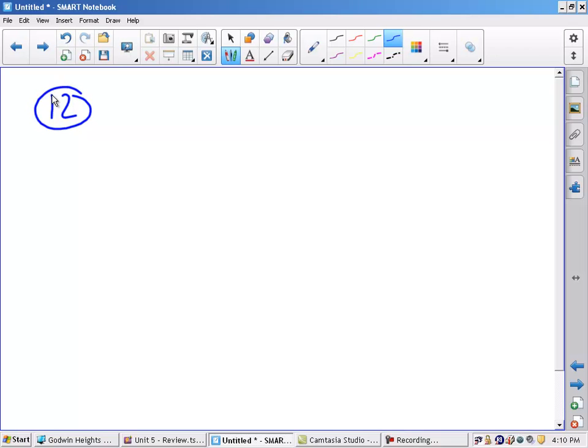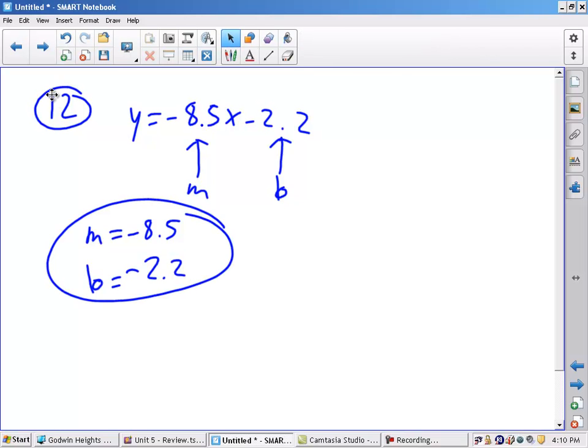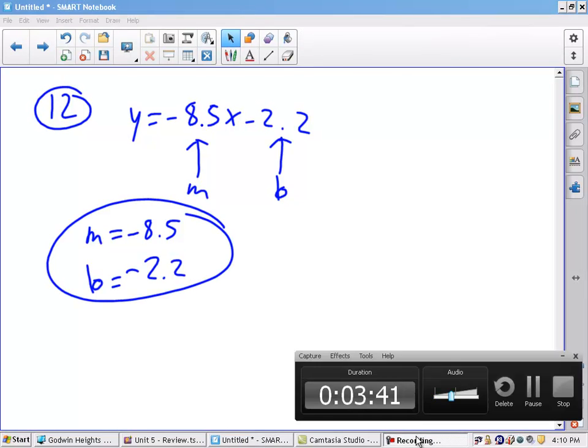Number 12 says, what are the slope and y-intercept of the graph of the given equation? You simply look at the form, and is it in slope-intercept? Yes, it is. y equals negative 8.5x minus 2.2. So this is the m. This is the b, where I begin. And so my m value is negative 8.5. My b value is obviously negative 2.2. So that's my slope and my y-intercept. Slope is m, y-intercept is b.